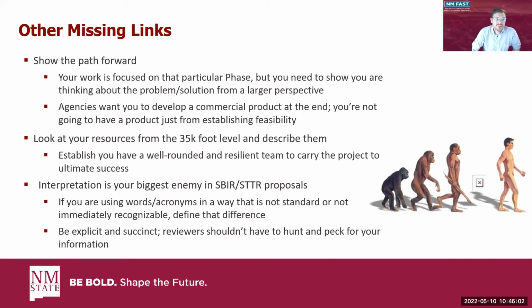What are some other things to kind of think of? What are some of those other missing links that just keep you from getting funded, make reviewers shake their head? And one of the things is not having that path forward. Yes, particularly for a phase one, you're establishing that feasibility, but these agencies and reviewers want to see that you're going to continue to develop it. You're not going to have a commercial solution off of a phase one. One, there's not enough time. Two, there's not enough money. So you're going to have to go on to a phase two.